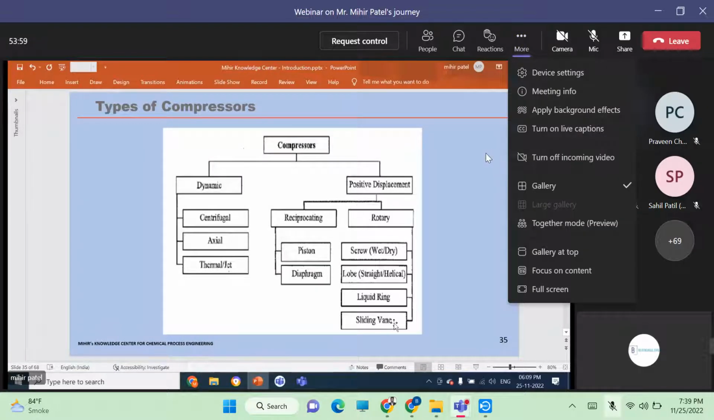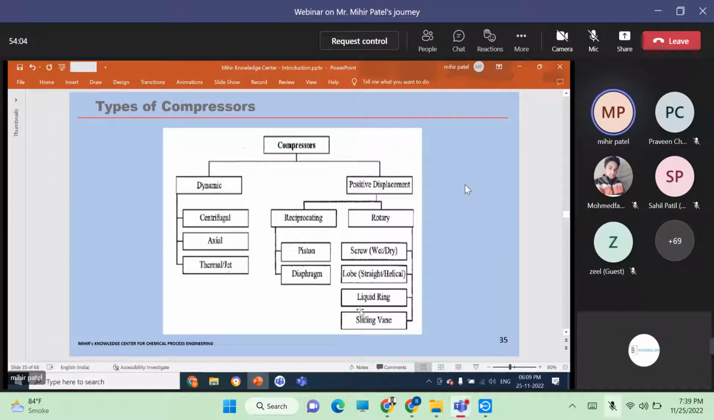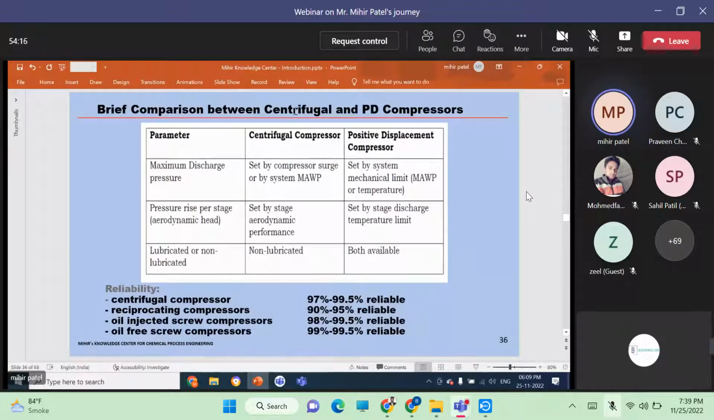And then for rotary you have, for example, screw, lobe, liquid ring, what is called LRVP, liquid ring vacuum pump. So these are the different types of compressors. Some more compressors are also there, like scroll compressor. I have not listed it here. Then the brief comparison between centrifugal and PD compressors. So parameters are there here, as you can see, on a brief comparison, many more parameters are there. So for the centrifugal compressor here you can see, non-lubricated type, and positive displacement can be lubricated or non-lubricated both.